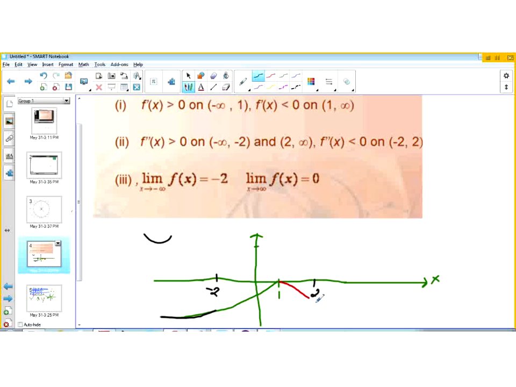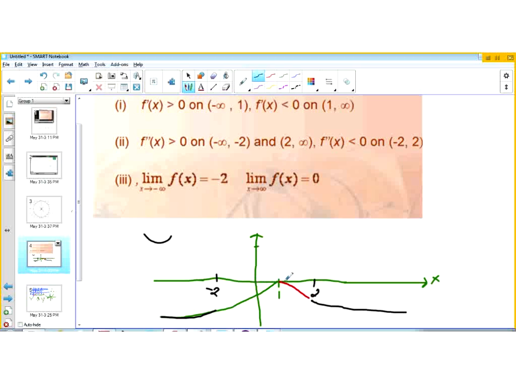So that would have to be something like, so how do you draw something that's concave up and decreasing? So maybe something like this. Okay. Very slow change. Okay, so this is concave up and decreasing at 2.